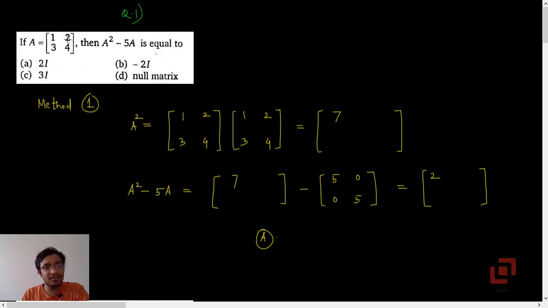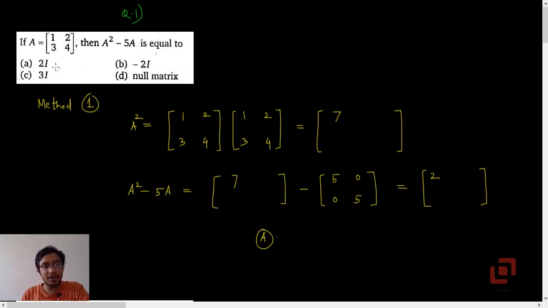If matrix A is a 2 by 2 matrix 1, 2, 3, 4, then A squared minus 5A is equal to 2i, minus 2i, 3i, or null matrix. Now if this question had come in the theory examination, then you must first find A squared, then subtract 5A from that and you will get the answer. But because this is a multiple choice question, you need not do the entire multiplication operation.